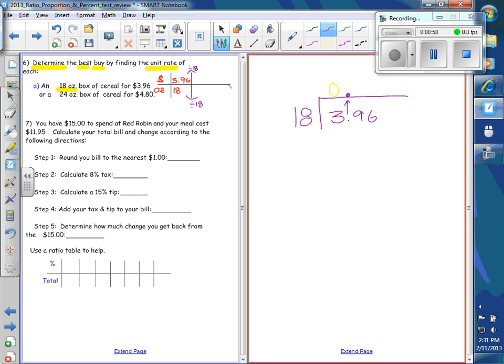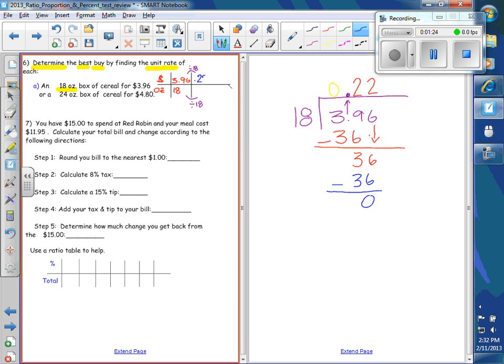But 18 plus 18 is 36, so I'm going to put a 2 here and subtract. Does that make sense? So when I subtract, I get a 3, and I bring down the 6. How many times does 18 go into 36? Twice. Good. So 2 times 18 is 36. No remainder. And so that says this one is 22 cents per 1 ounce. So the unit rate for the first one, for the 18-ounce box, is 22 cents per 1 ounce. So we write it like that.